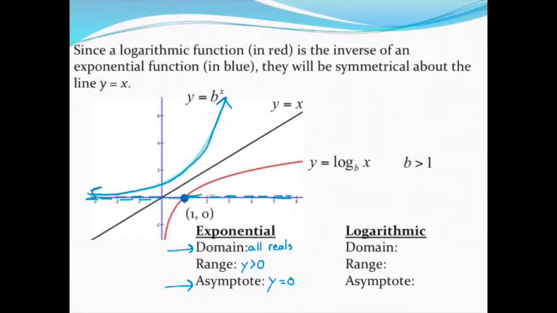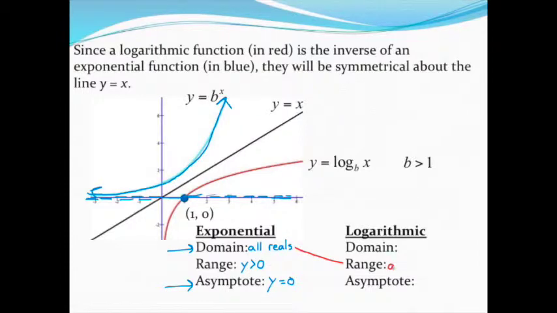So for a logarithmic graph, because it's the inverse of our exponential graph, everything is just going to switch around. Recall that finding an inverse meant we were switching x and y, and we're going to do a very similar thing to find our domain, range, and asymptote for a logarithmic graph. So for example, our domain was all reals for something exponential. It's now going to be our range that's all reals.